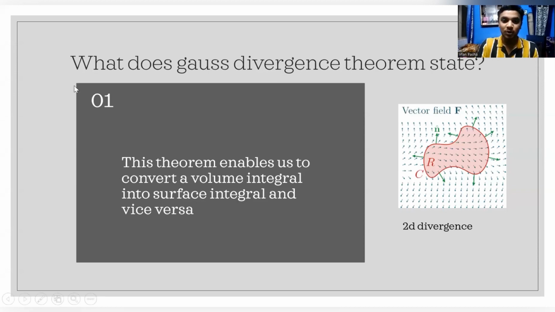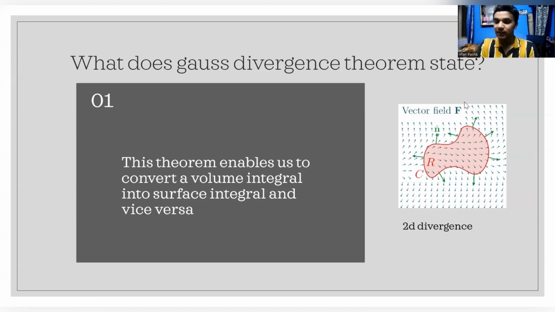First, let's start with what is Gauss divergence theorem. What does this theorem state? It states that this theorem enables us to convert a volume integral into a surface integral and vice versa, which means we can convert volume integrals to surface integrals as well as surface integrals to volume integrals.